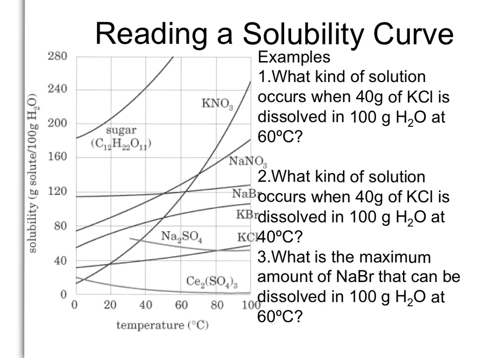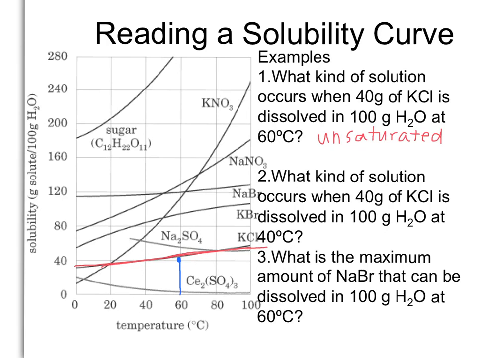The first question says, what kind of solution occurs when 40 grams of potassium chloride is dissolved in 100 grams of water at 60 degrees Celsius? The first thing we're going to do is go to 60 degrees Celsius, which is right here, and we are going to go to the 40 gram mark, which is right here. We are then going to look for the KCl line, which is right here. And you can see that the little blue dot is just below the red line, which means that this is an unsaturated solution.